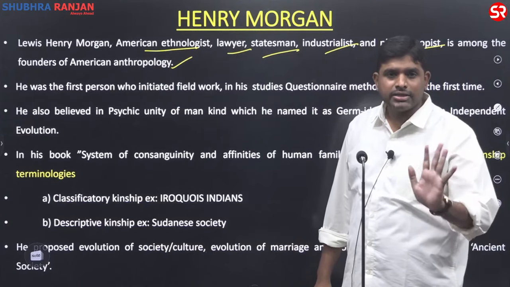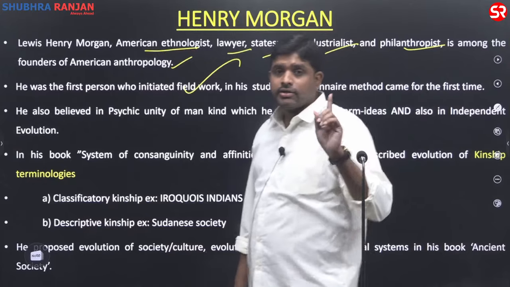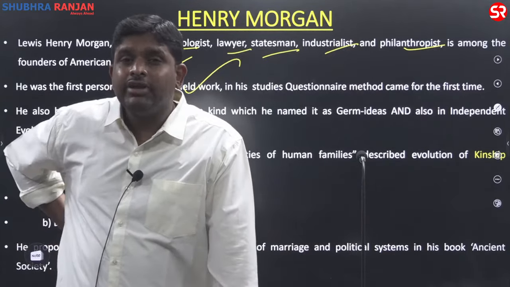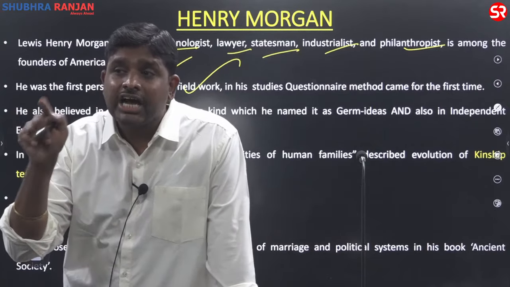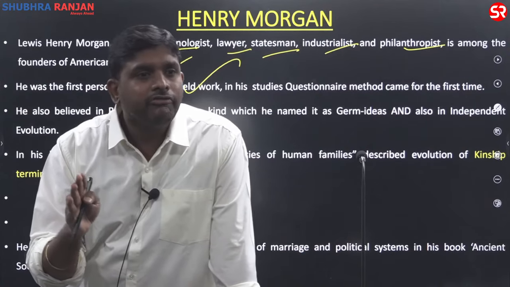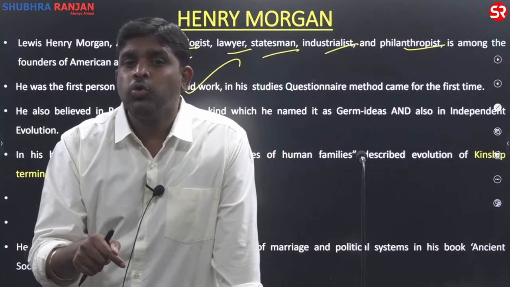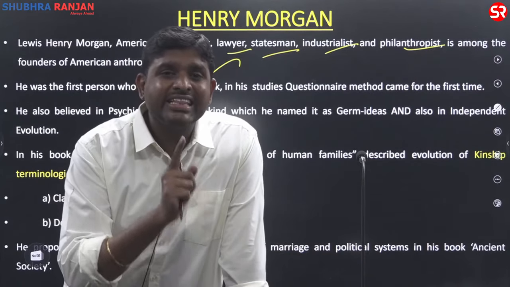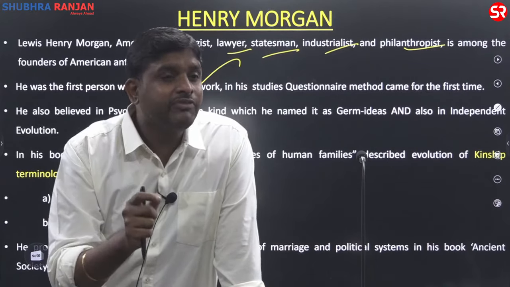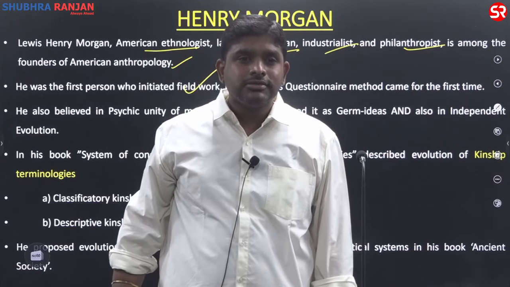First person, very, very important. E.B. Taylor didn't advocate for field work. What is field work? You should go to the society and study it there. E.B. Taylor didn't initiate any field work. But Henry Morgan was the first person who told that if you are making any theory, the theory should be the result of field work. So he initiated field work. When we do field work and give the theory, whether the theory will be called science?